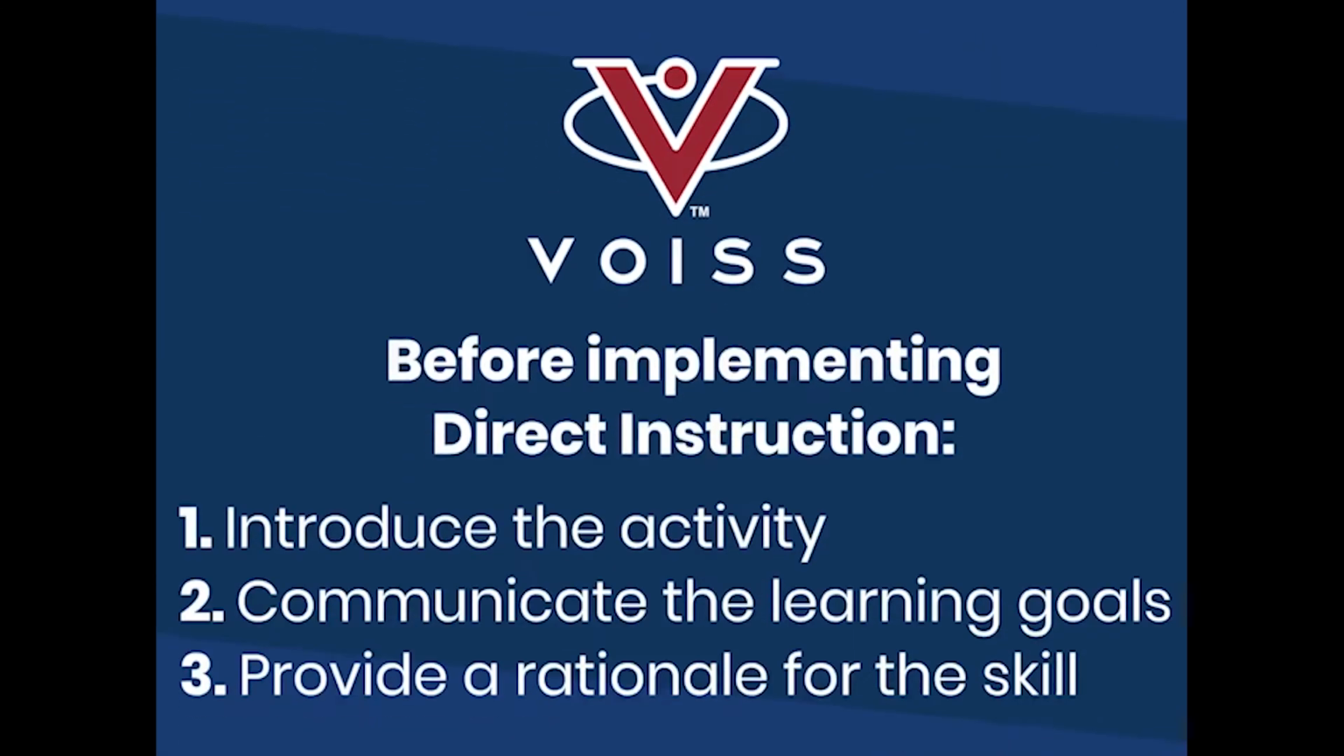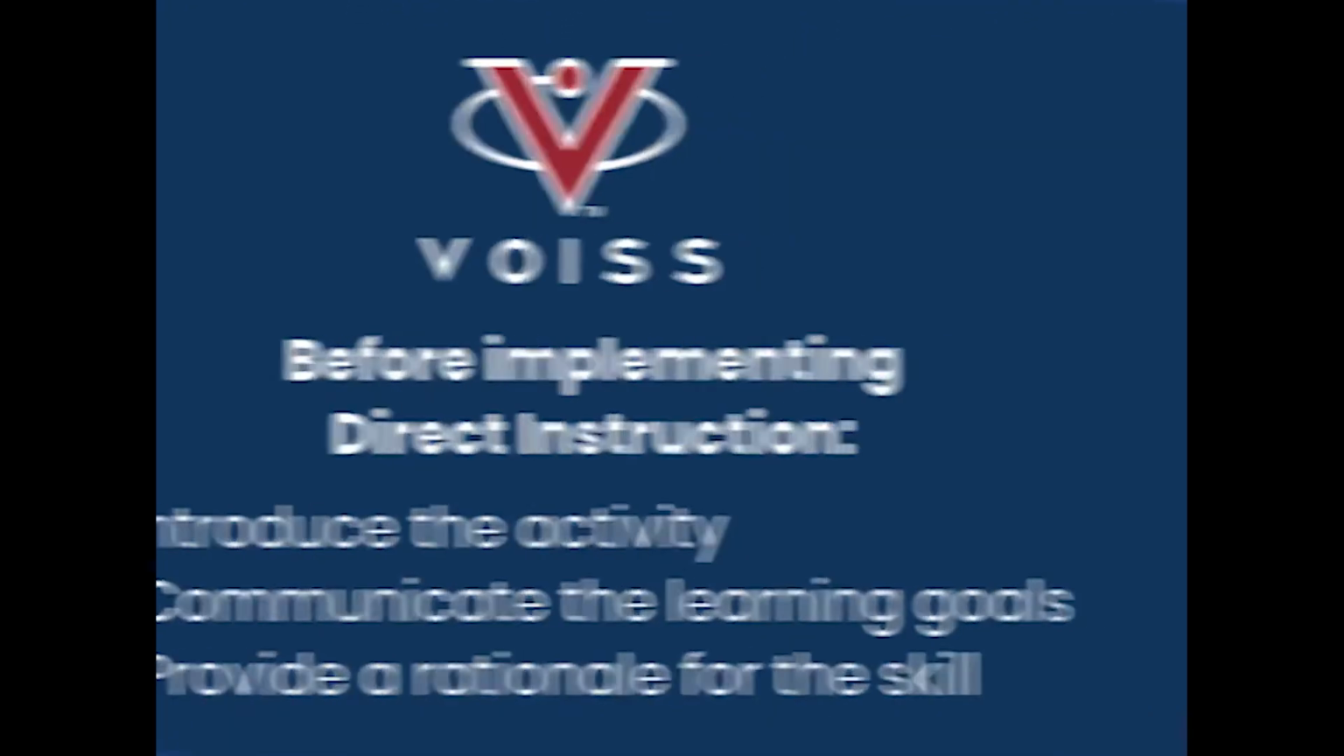First, you should introduce the activity you'll be doing with the student. Next, you should communicate the learning goals of the activity to the learner. Third, you should provide a rationale for why the skill you are about to teach is important.